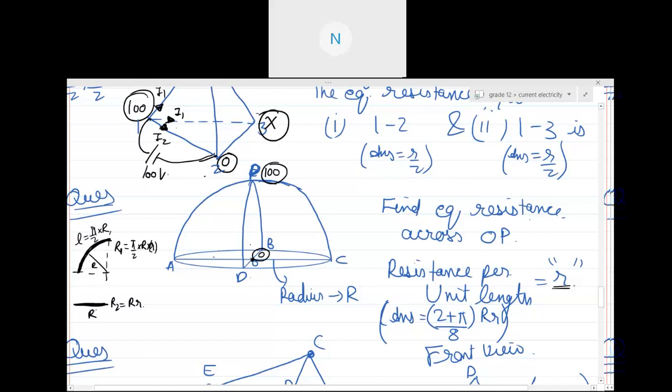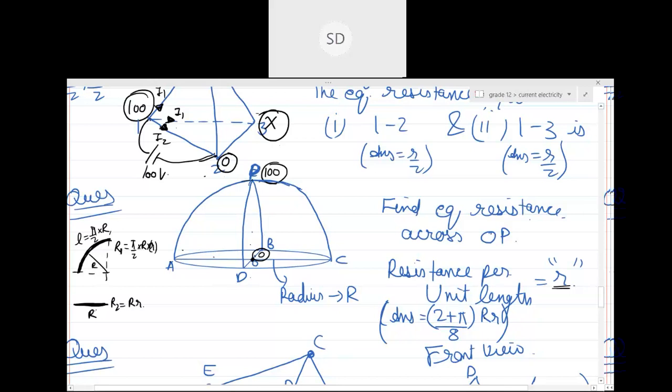First thing first, tell me this particular thing. This is 0. This is 100. Can you see? If I want to go from 100 to 0, which path shall I follow? I can follow this circular path. Choose the shortest possible path. I can go from P to A to O. I can go from P to B to O. I can go from P to C to O. I can go from P to D to O. Are all these identical paths?